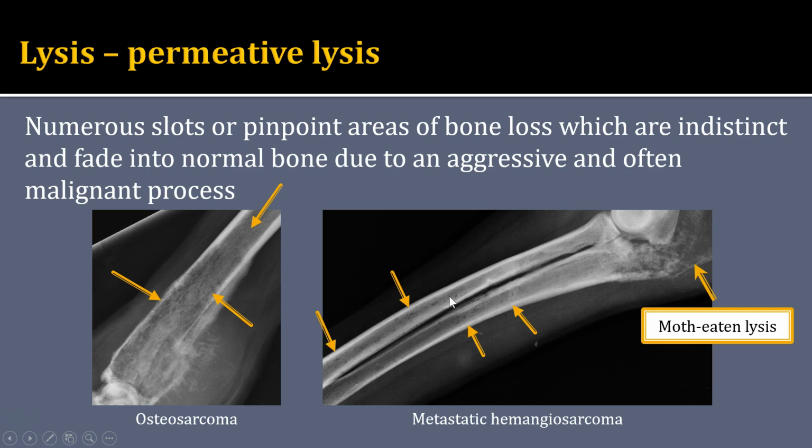This is a patient that has permeative lysis in both the diaphysis of the radius as well as the diaphysis of the ulna, actually fairly diffusely distributed throughout those two bones. This patient also has moth-eaten, pretty severe lysis up in the proximal ulna as well, and this happens to be metastatic cancer, metastatic hemangiosarcoma.